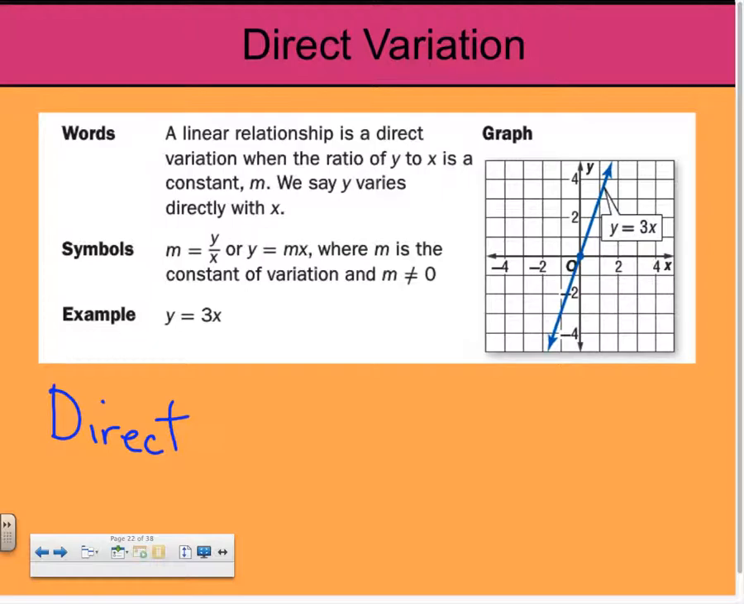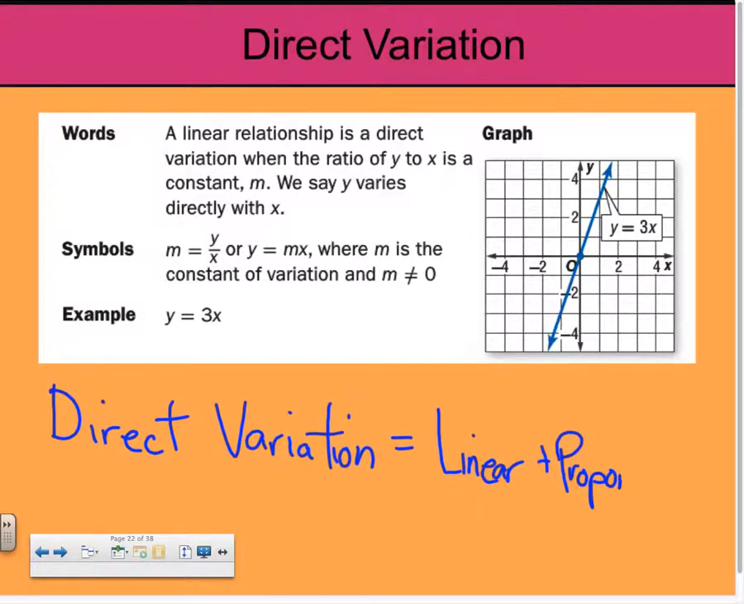Direct variation equals linear and proportional. Direct variation equals linear and proportional.